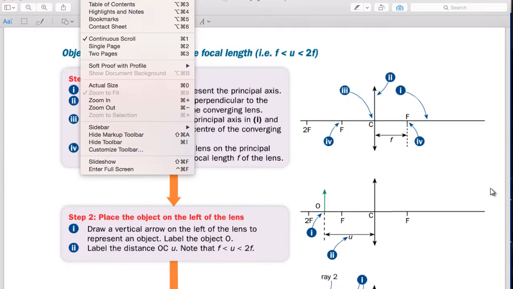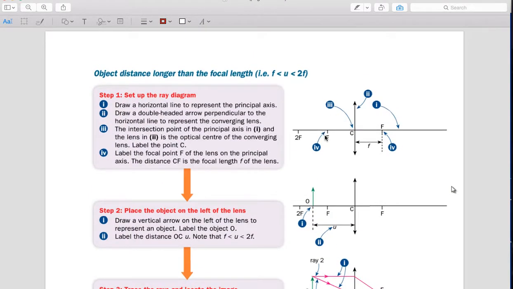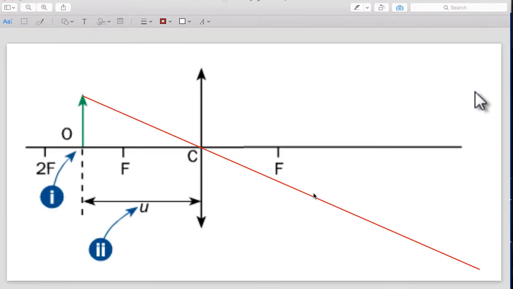Okay, let me just show you yet another simulation here. If I have an object placed at an object distance longer than the focal length, that means less than 2f, greater than f, so my object is somewhere here, how do I draw that? I'll just show you a simulation. This is what I actually came up with to zoom in. My object is between f and 2f.